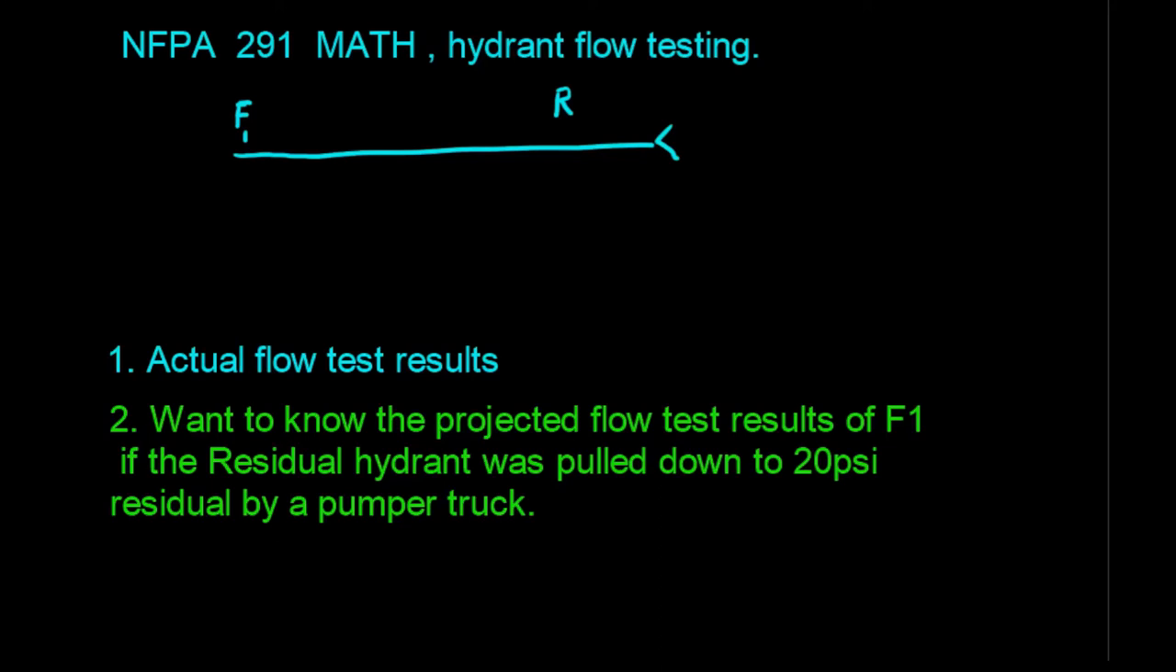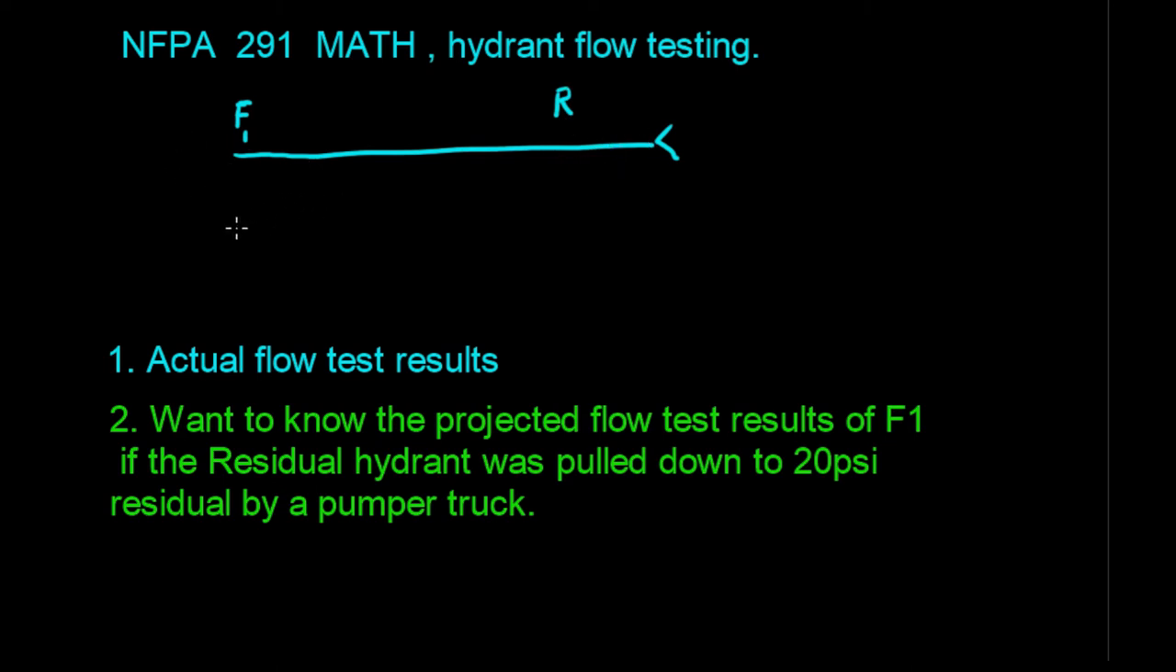Alright, today we're going to be looking at some NFPA 291 math equations. At the top of the screen here, F1 represents the hydrant you're going to flow, so the flowing hydrant number 1, and then the R is the residual hydrant, that's the hydrant you'll stick a gauge on.